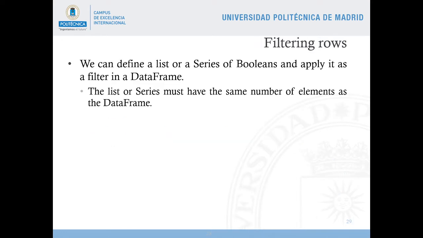So we are going to see filtering methods. First of all, we are going to define a series of booleans, and we can apply that series of booleans as a filter to a data frame. A series or a list, we can define both of them. It doesn't matter. Of course, usually a list is easier to define, but sometimes you are going to obtain the filter from somewhere else and you will obtain a series.